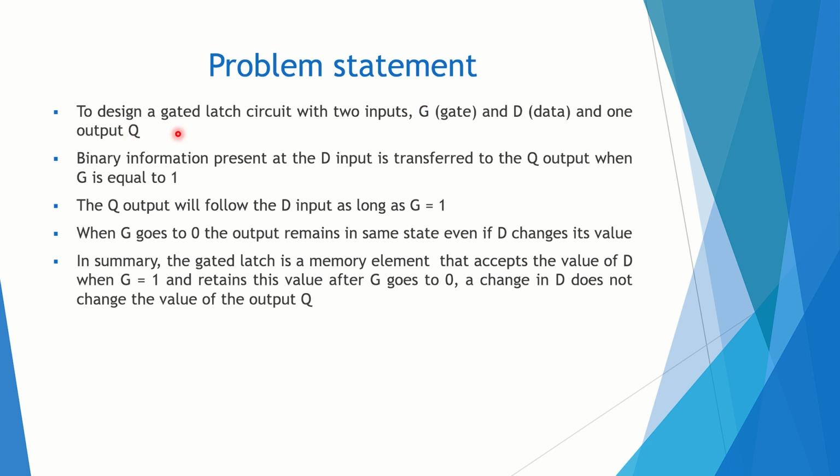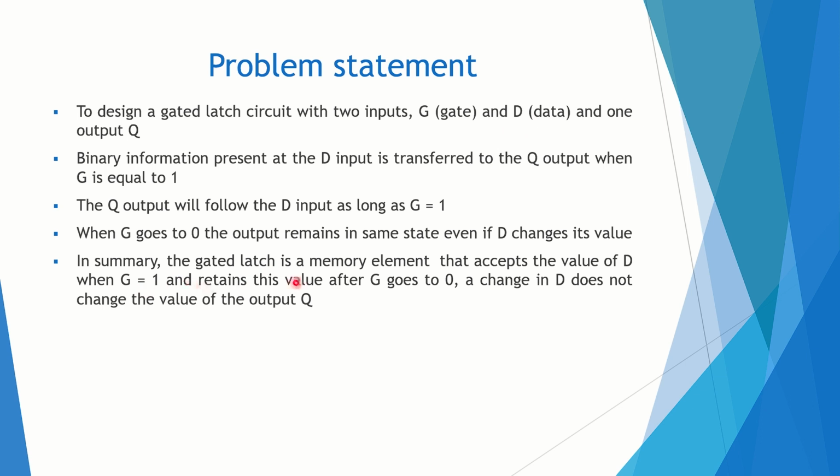So this is an example to design a gated latch circuit with two inputs, gate G and data D, and one output Q. Binary information present at the D input is transferred to Q when G is equal to 1. So when there are two inputs G and D, when G is equal to 1, whatever value comes at D is transferred to Q. The Q output will follow the D input as long as G is equal to 1. When G goes to 0, the output remains in the same state even if D changes its value. So when G is equal to 0, whatever value is at Q is maintained, and it does not depend upon the value of D.